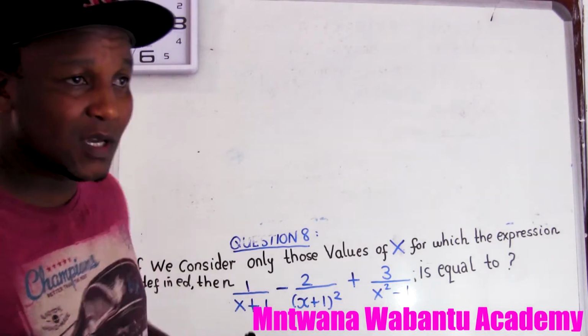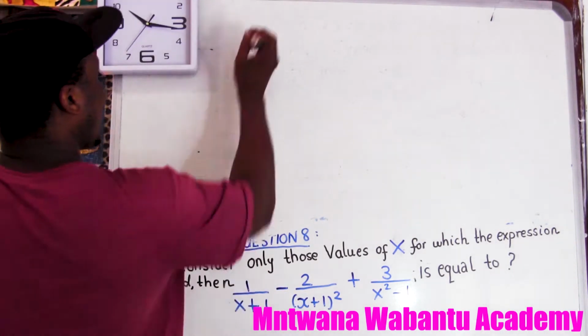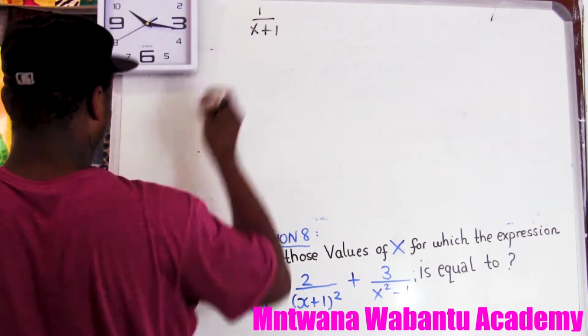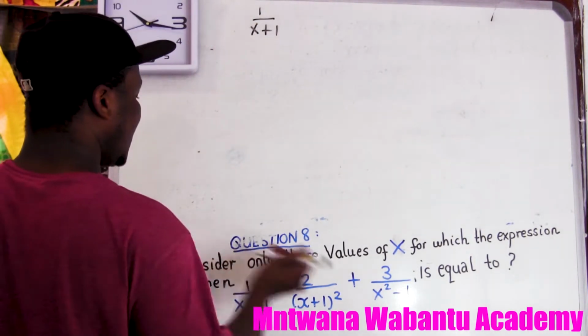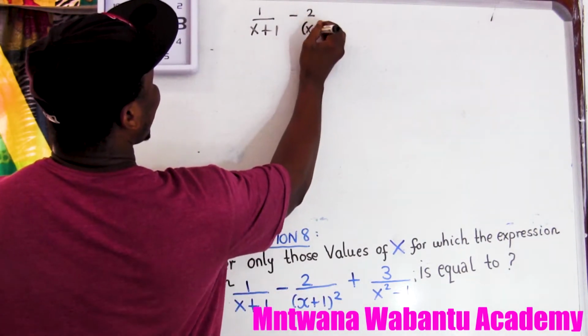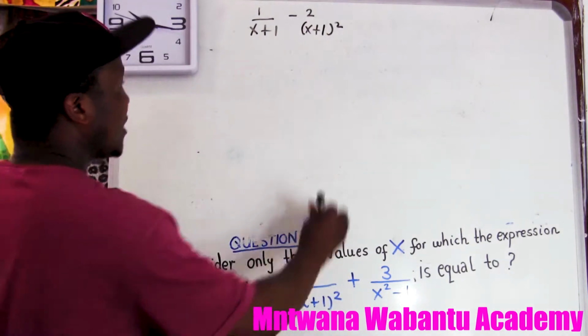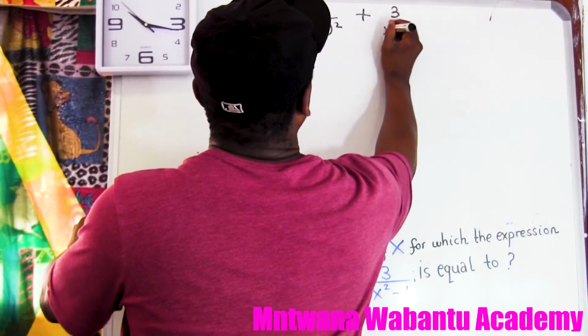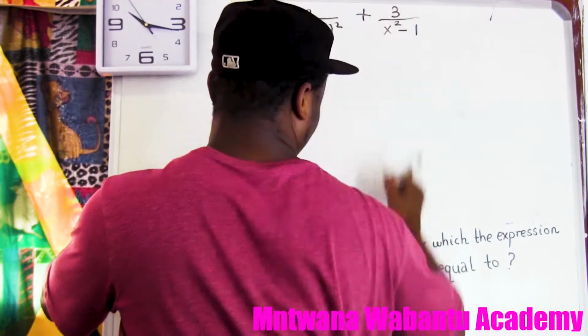So first and foremost, I'm going to say 1 over x plus 1, and then I'm going to say minus 2 over x plus 1 squared, plus 3 over x squared minus 1.